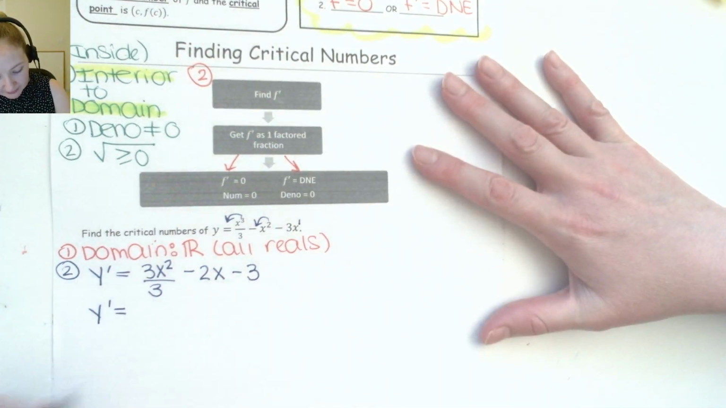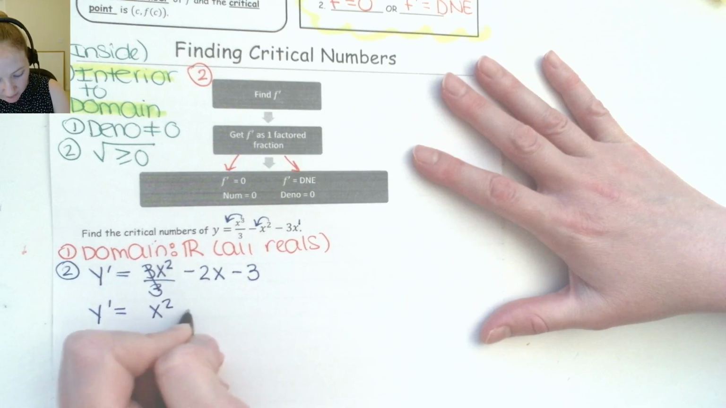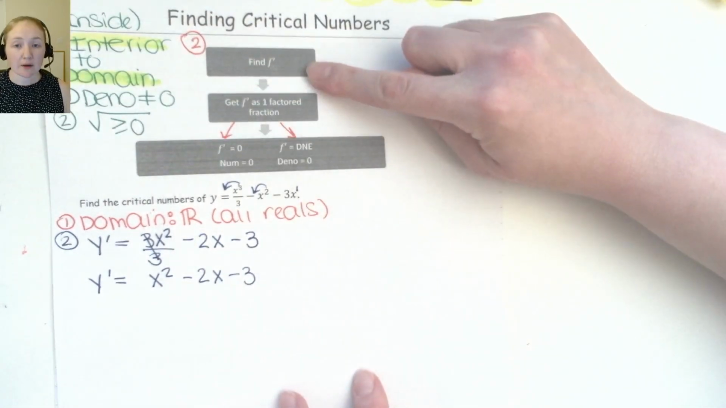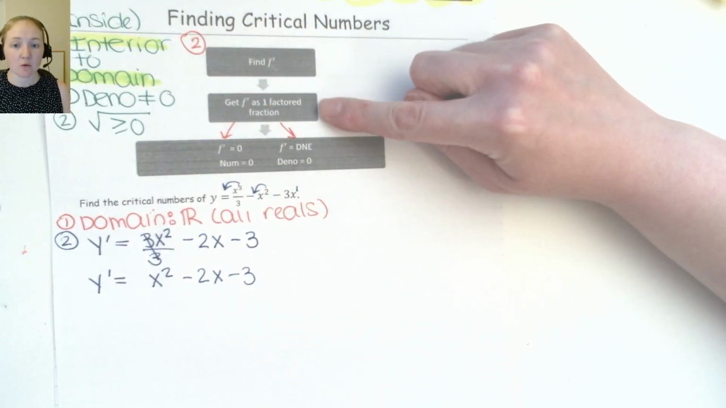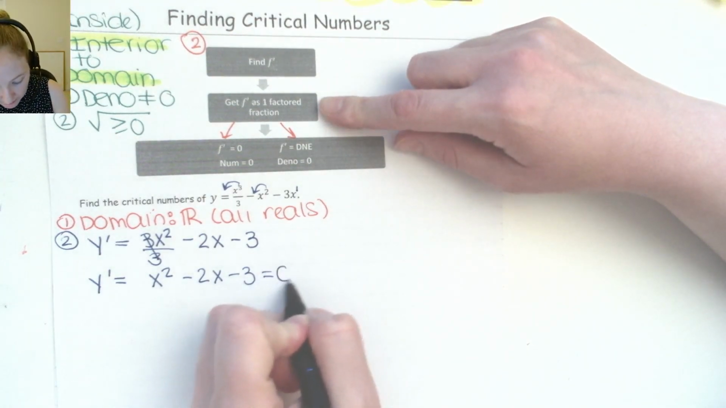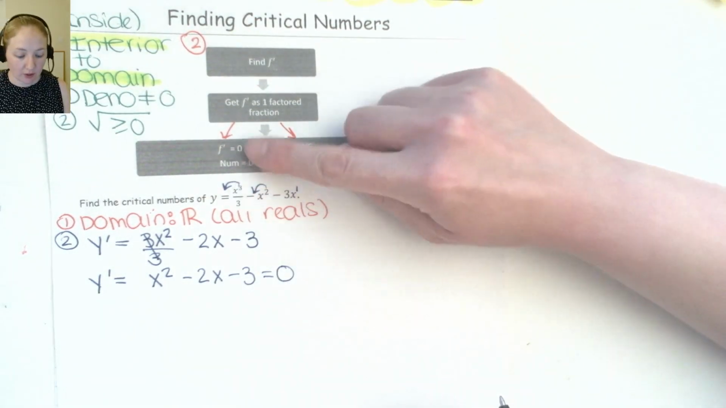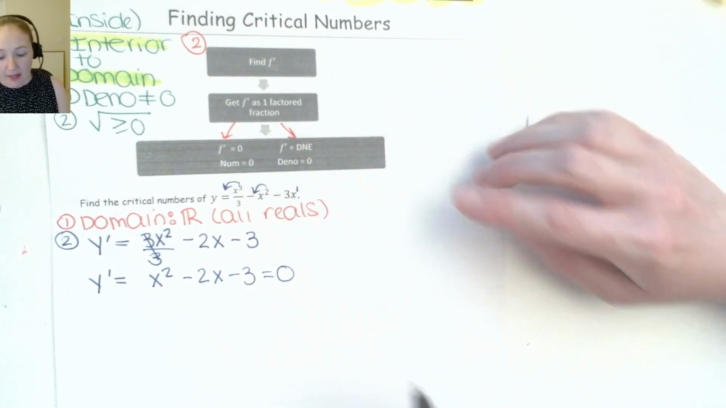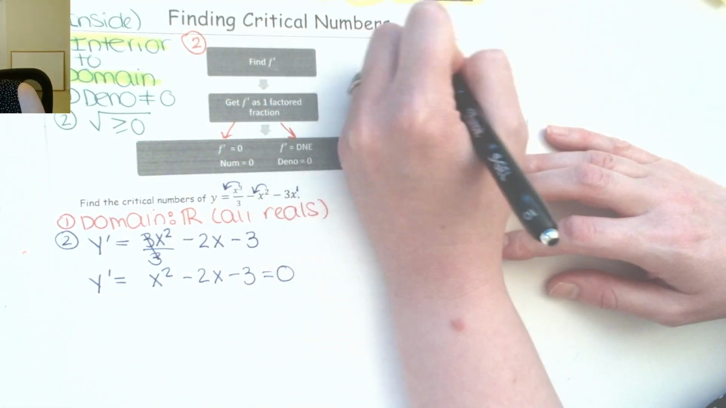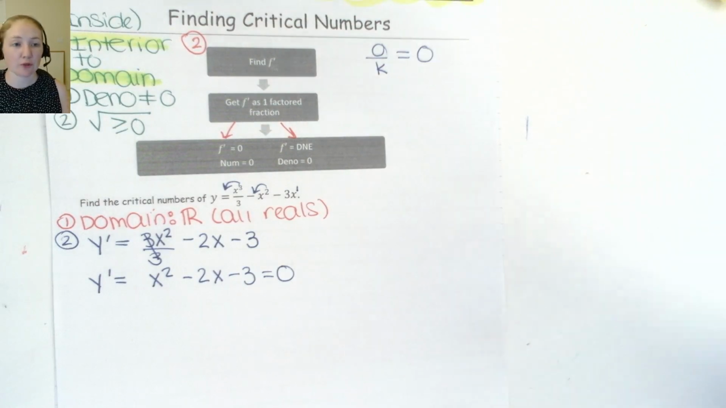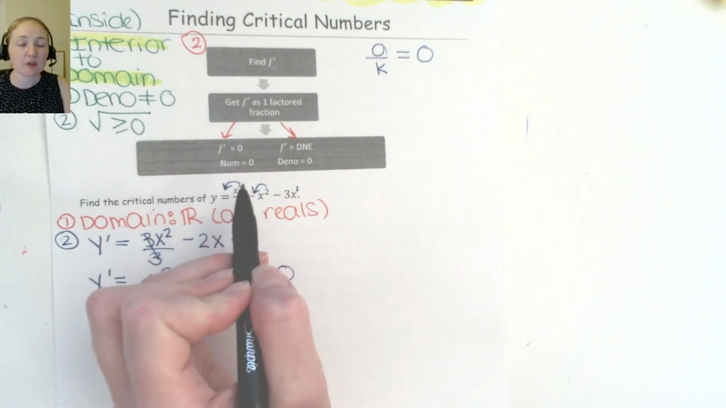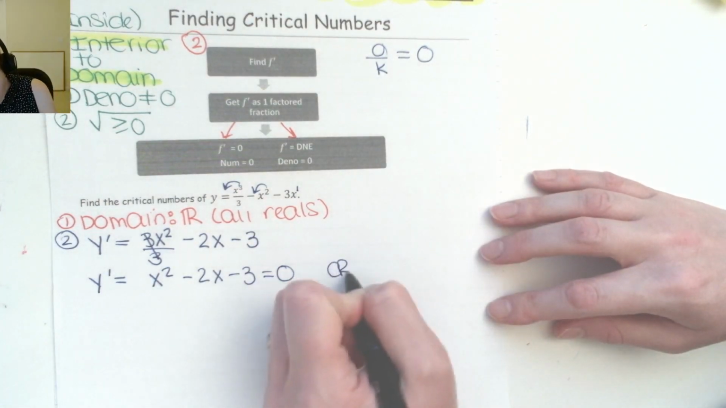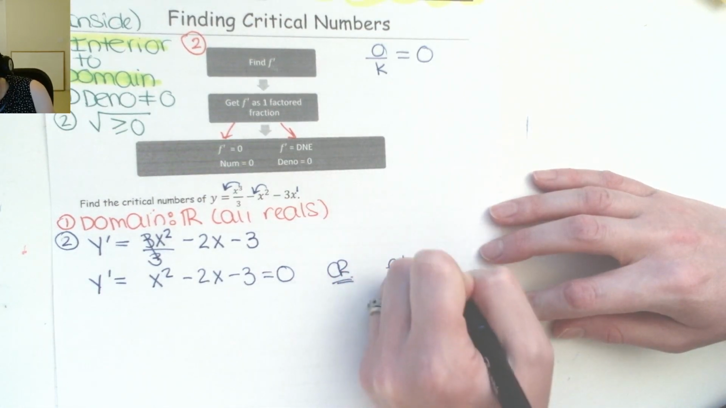All right, so then we clean this up. We have that the 3's cancel out. That's very nice for us. So we have x squared minus 2x minus 3. Now, that's step 1 of finding the critical numbers here. Then we need to set the numerator equal to 0. Where the derivative is equal to 0 amounts to where the numerator is equal to 0. So when you're looking at where the derivative is equal to 0, you're really just asking yourself, where is the numerator equal to 0?